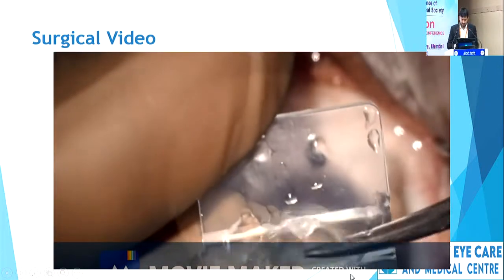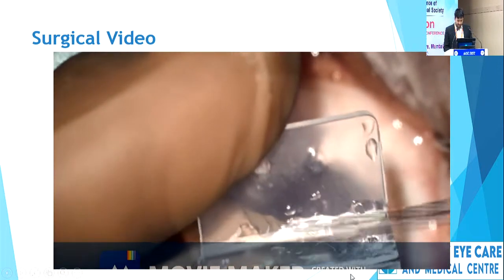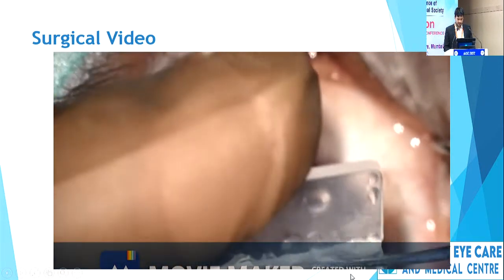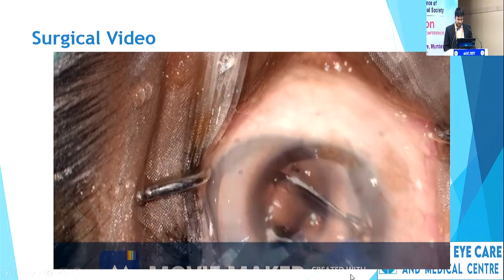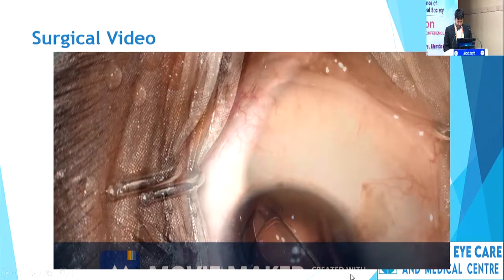Comes to the loading of the lens. The loading has to be precise, rightly done, slowly done in the cartridge, followed by a gentle and a gradual implantation into the bag. I'm sorry, I lost the centration of the video here.